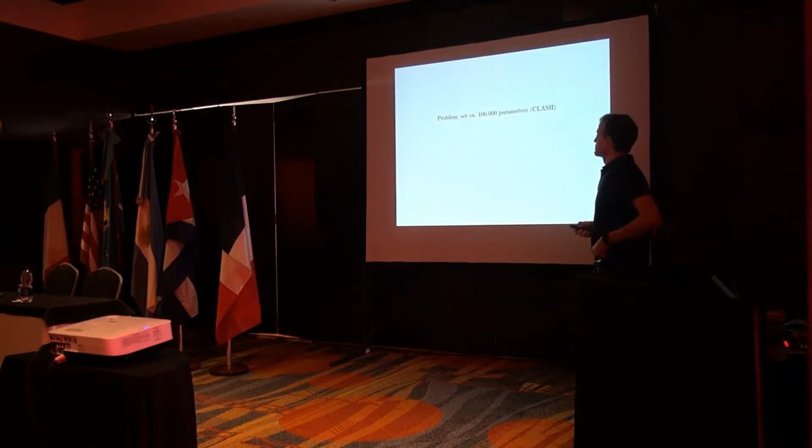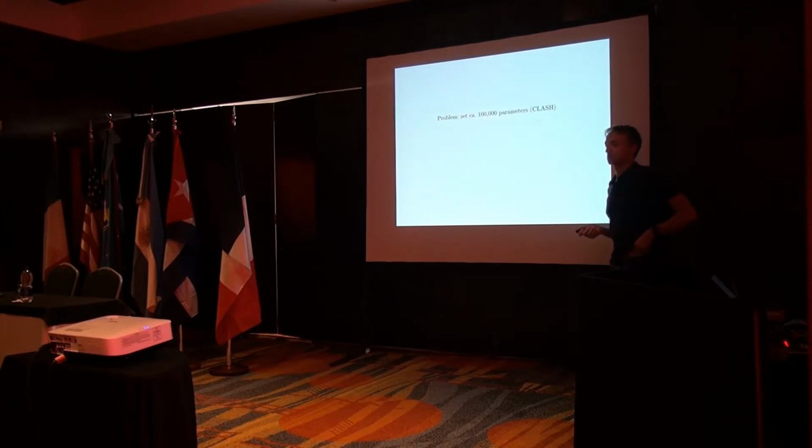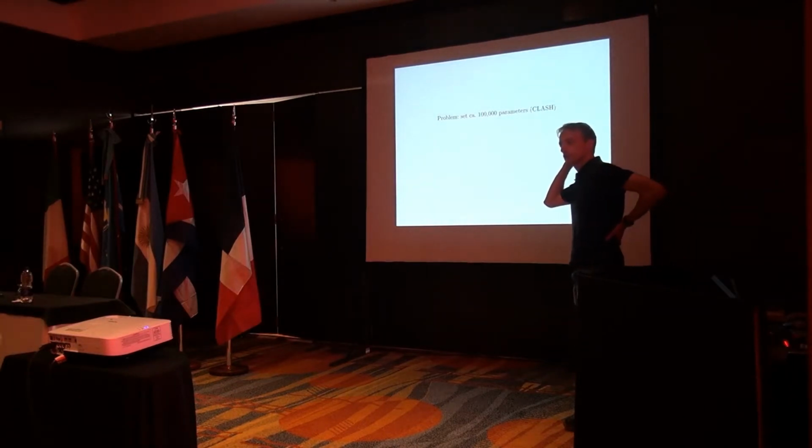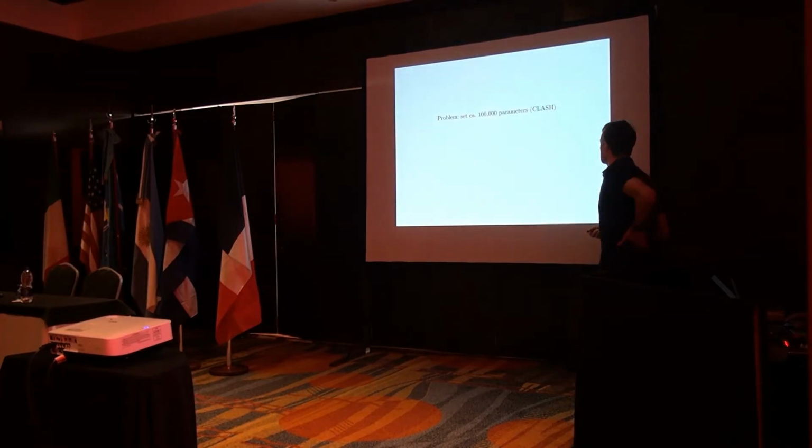Okay, now, the problem is this: this system has 100,000 parameters for Clash, and Clash is a relatively small network. If we did it with TargetScan, there's a factor of 10 in front of this number, right? So how do we fix these parameters, right?